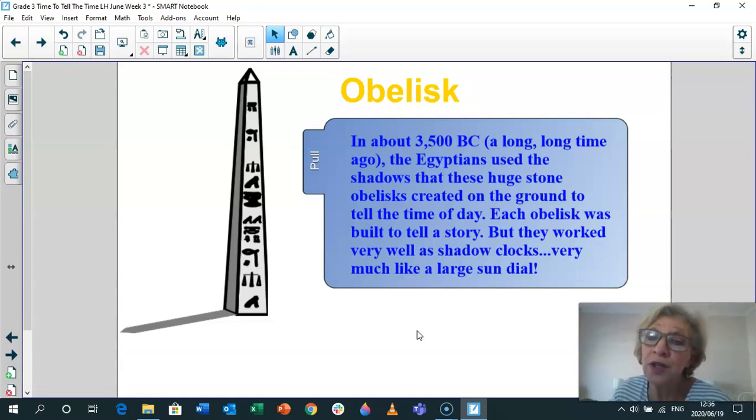The Egyptians used the shadows that these huge stone obelisks created on the ground to tell the time of day. Each obelisk was built to tell a story as well, so they'd have drawings and writing on the side, but they worked very well as shadow clocks, very much like a large sundial.